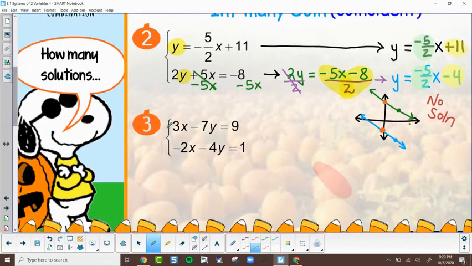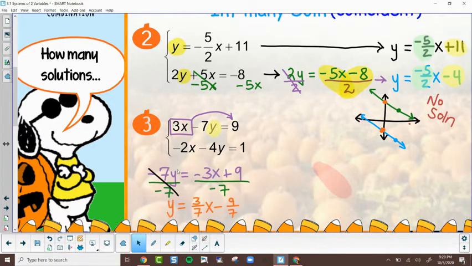On this last one, these lines look completely different, but I'm actually going to try a little bit of solving to see what happens. First things first, I'm going to move that 3x by subtracting it to the other side. Then I'm going to divide everything by negative 7, and again, I do mean everything. So negative 3 over negative 7. So here's positive 9 divided by negative 7.